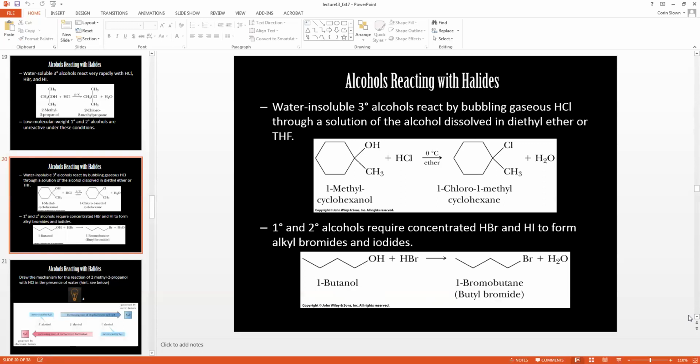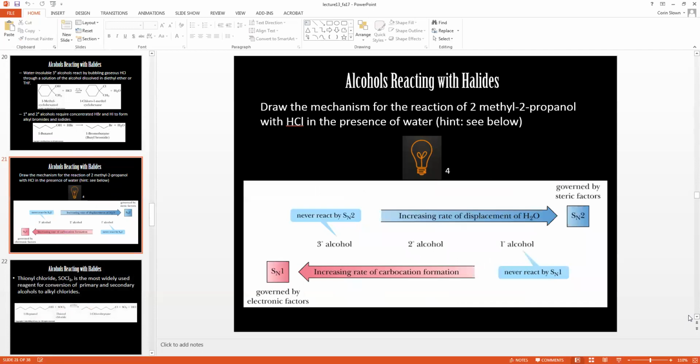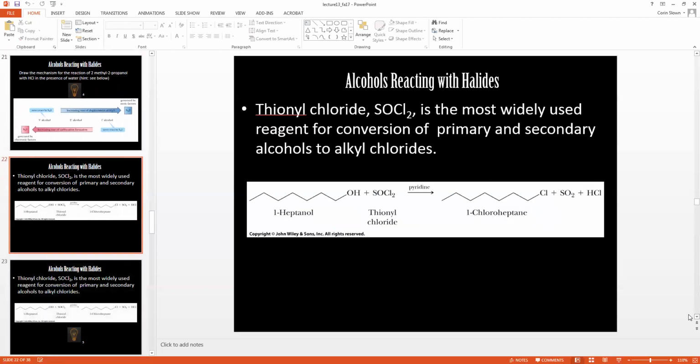Primary and secondary alcohols require concentrated HBr or HI to form alkyl bromides and alkyl iodides. Now, if we think about drawing the mechanism for the reaction of 2-methyl-2-propanol with HCl in the presence of water, think about the hint that's below. We'll review these mechanisms shortly. Remember, there are several other types of reactivity that alcohols can undergo.